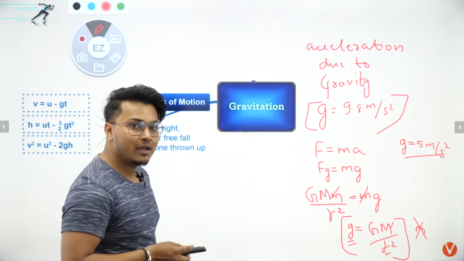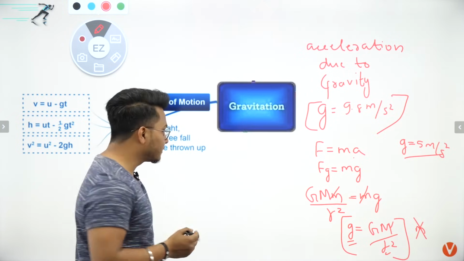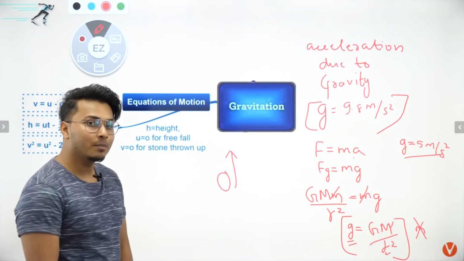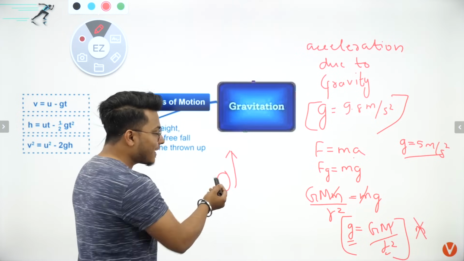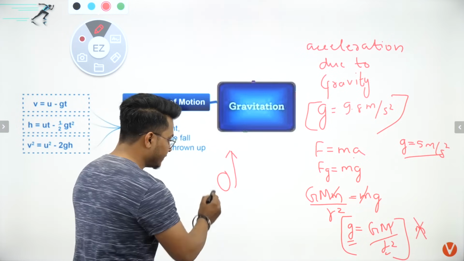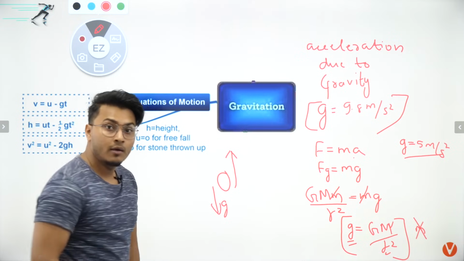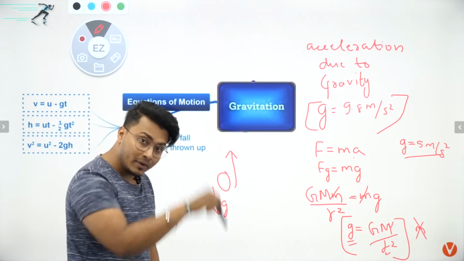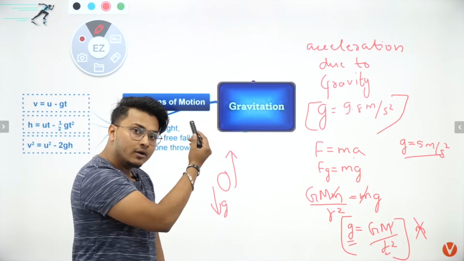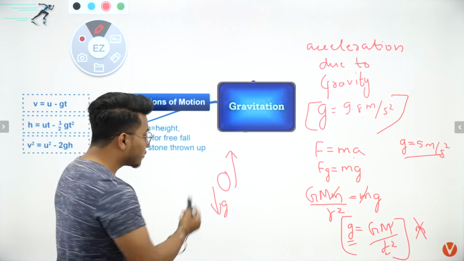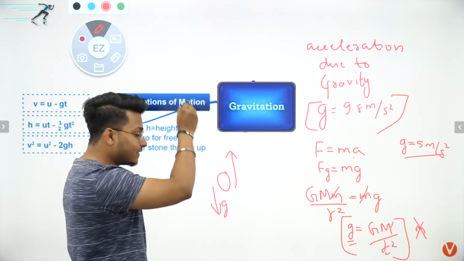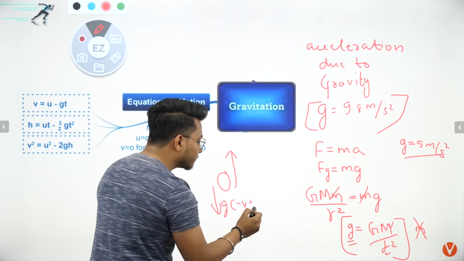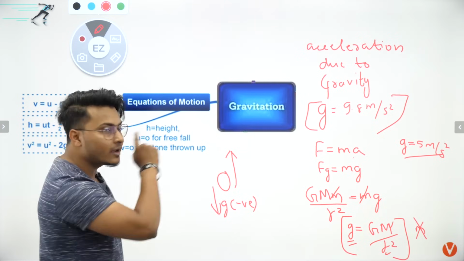So in vertical motion, a few very key important points. If you have an object going upward, where will the acceleration due to gravity act on it? Downward. Why? Because earth is pulling the object down, so the acceleration of the object should also be downward, but the object is going upward because we threw it, right? So in case the object is going upward and the acceleration due to gravity is downward, you will take the g value as negative. So what will you take? -9.8.